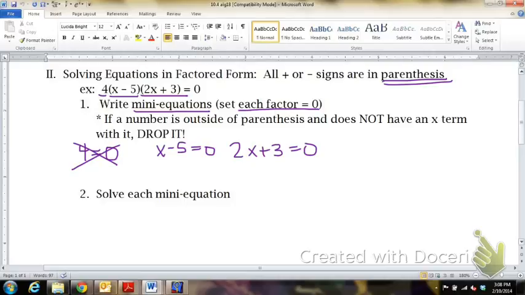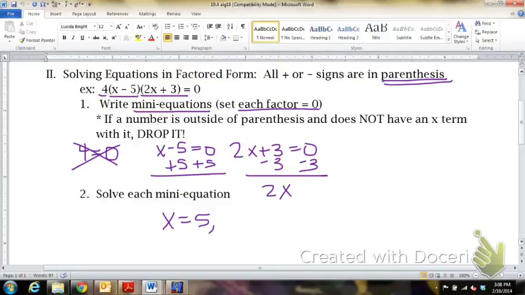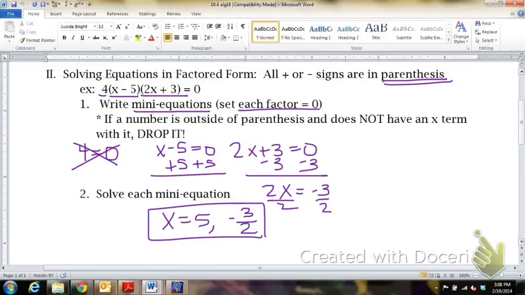Now you're just going to solve each of these mini equations. So add 5, I get x equals 5. Subtract 3, 2x equals negative 3, divide, and I get negative 3 halves. And that's it. So you're just going to take all of your factors and make mini equations. Put an equal 0 after each one, and then solve them.